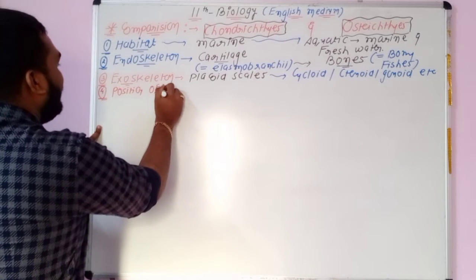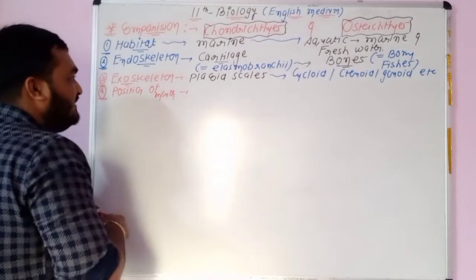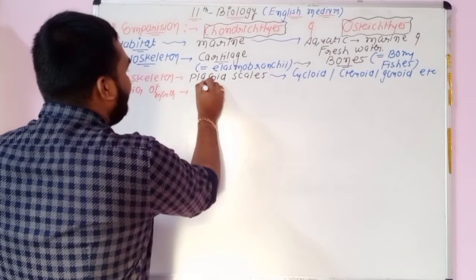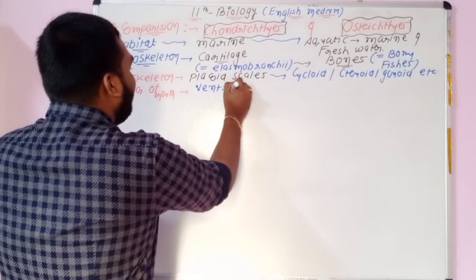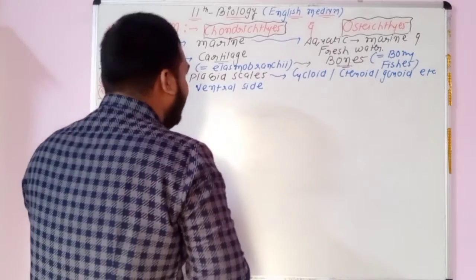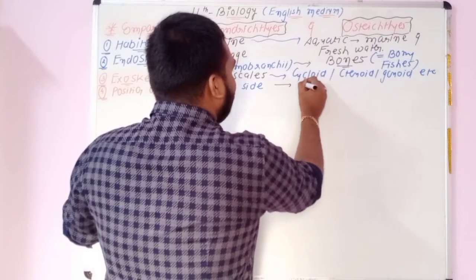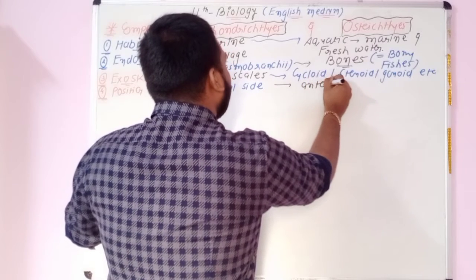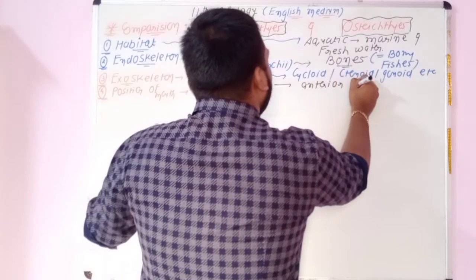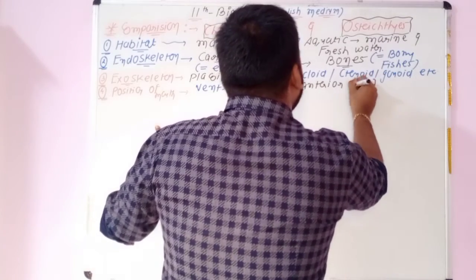Now, if we talk about point number 4, the position of mouth. We can say that in Chondrichthyes, the mouth is located at the ventral side. Okay, ventral side. While in Osteichthyes, the mouth is located at the anterior side, or at the anterior tip, or at the end of the anterior side.